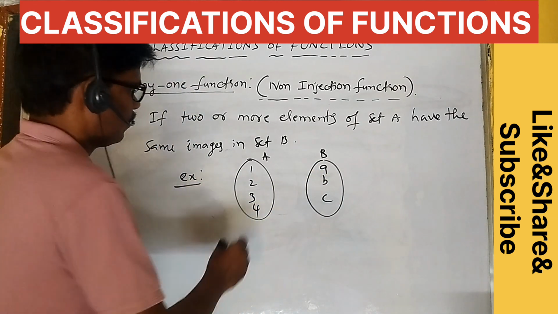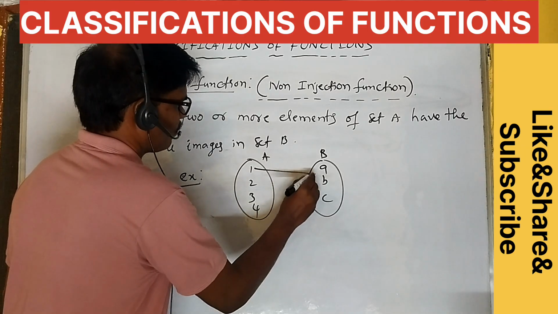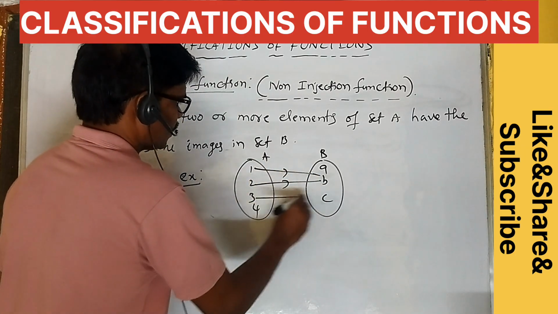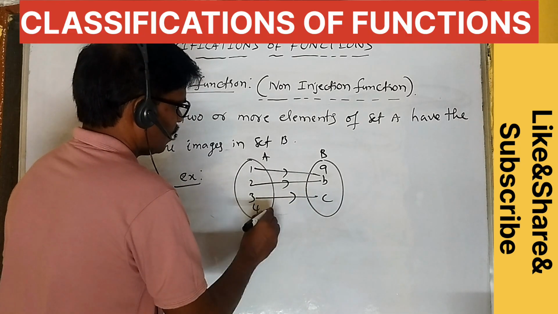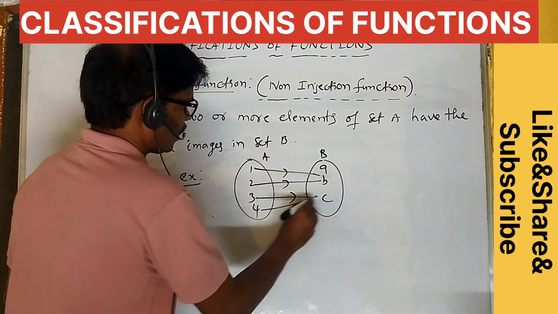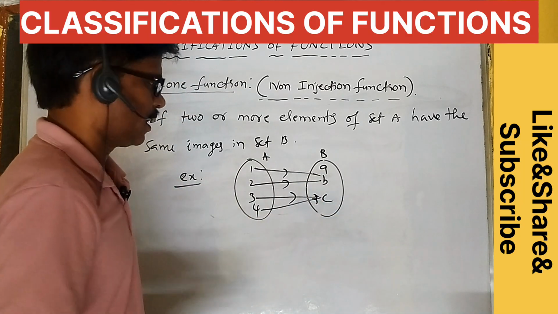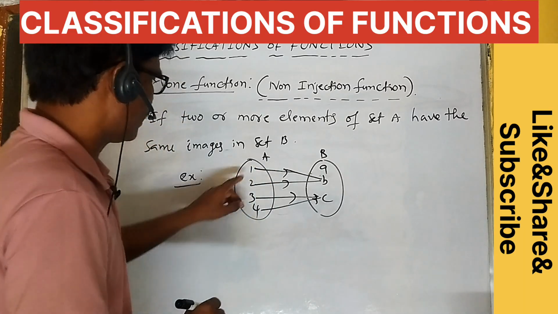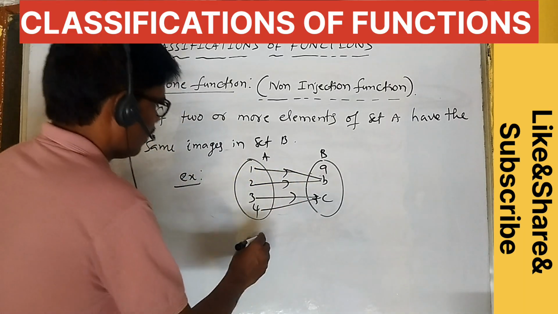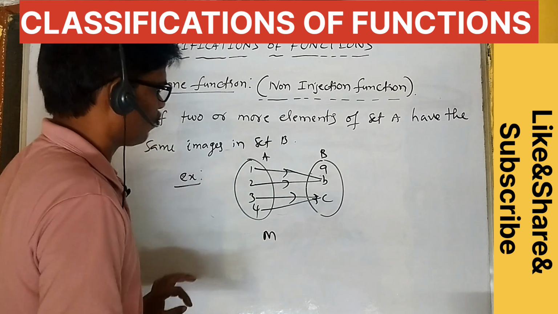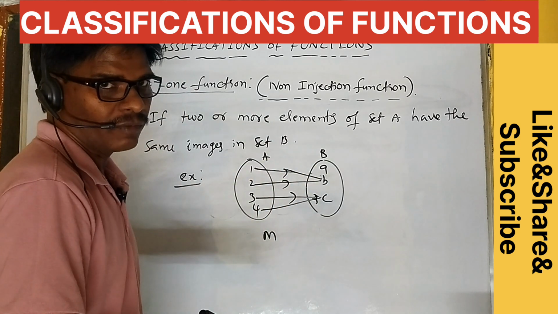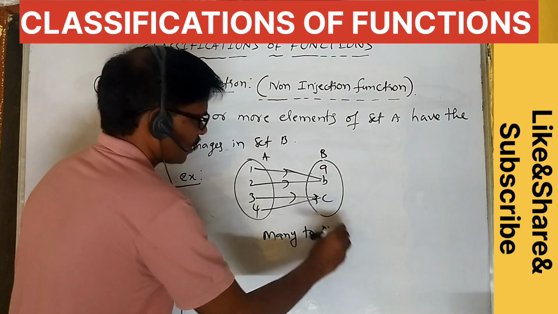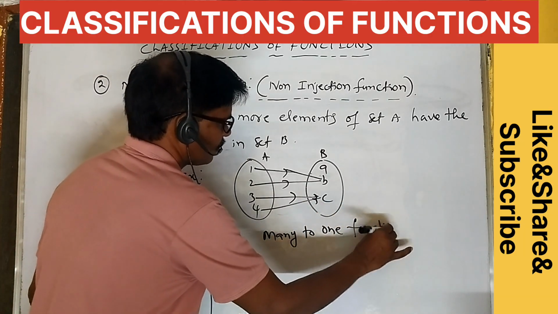Okay, 2 elements. One element is mapped to B. Next, the second element is also mapped to B. Next, this is C. Next, this is also mapped to C. Okay, this is only one element. When more than one element is mapped to only one element, it is called a many-one function. Many to one. Here also many to one. This is the many-one function.